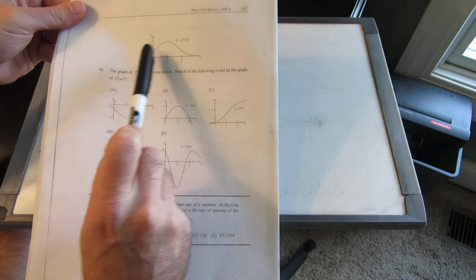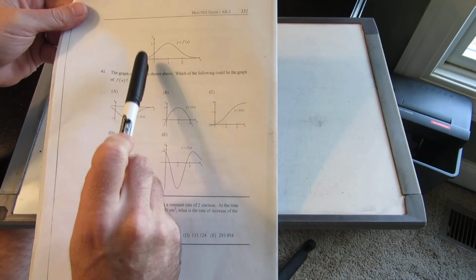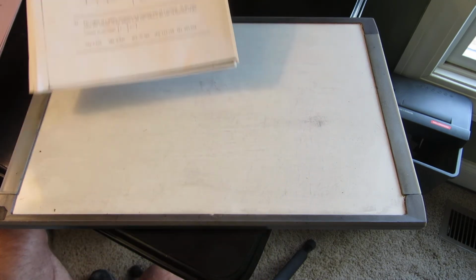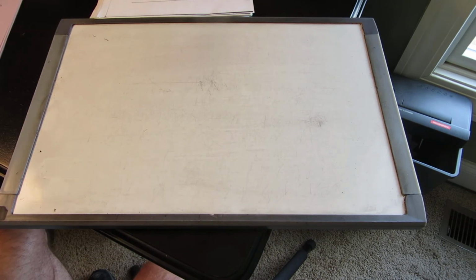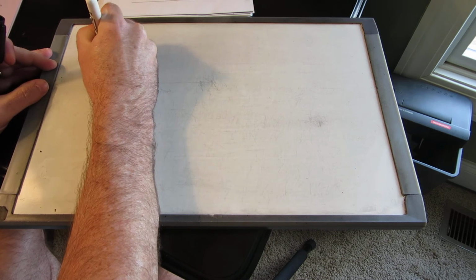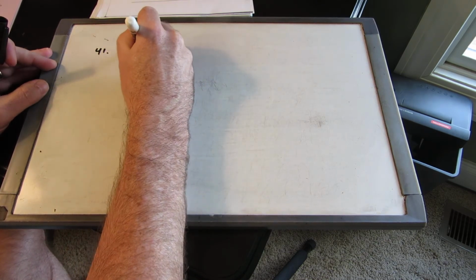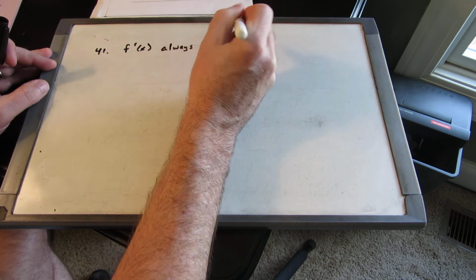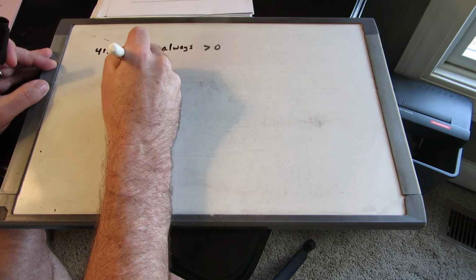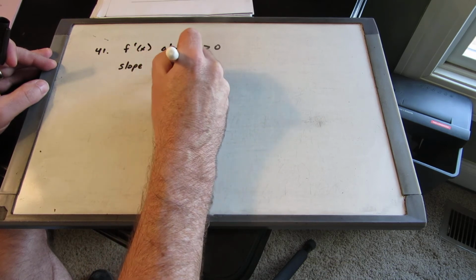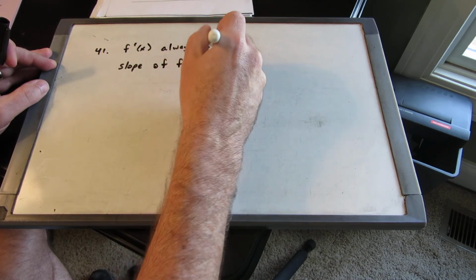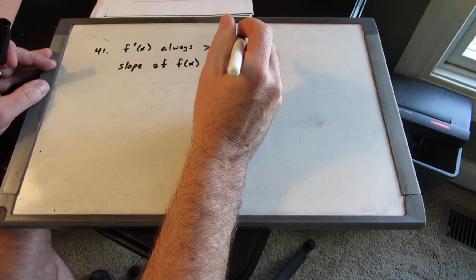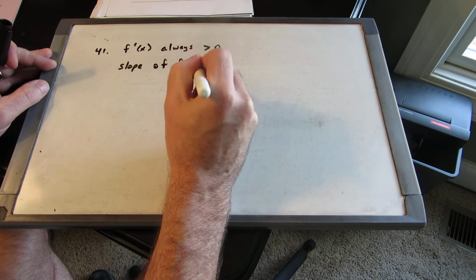Okay, so f prime of x is always positive, always above the x-axis, so we have to have C, where the slope is always positive. It's the only option. So let me write something down for you on that. f prime of x is always greater than 0, so the slope of f of x is always greater than 0. And the only graph where that could be the case is graph C.